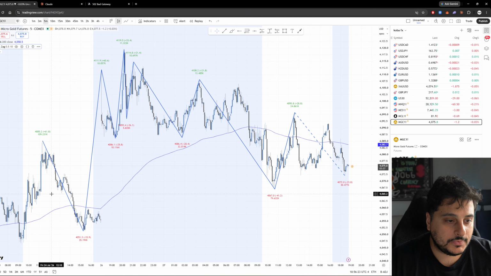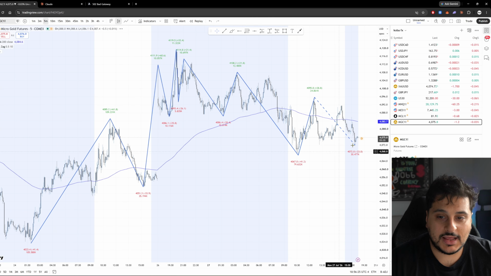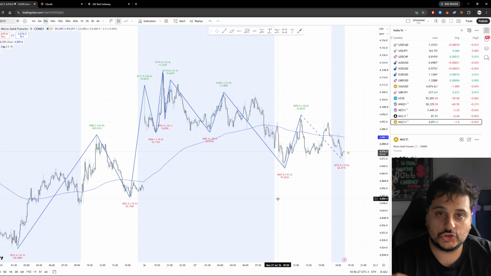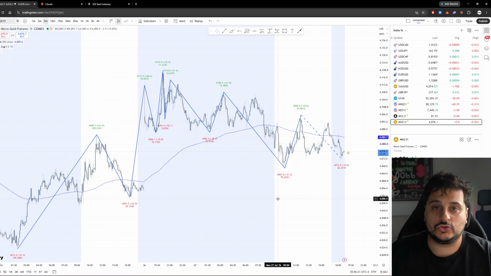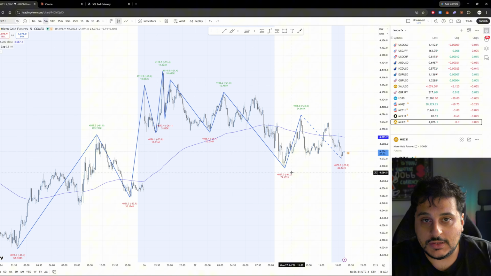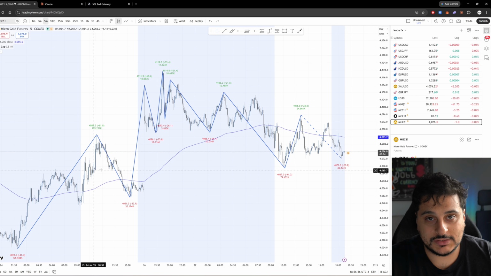So once we do that, what's going to happen is that now the zigzag and the EMA are going to show you the trend of the chart. And all you need to do is simply trade with that trend and jump on the retest. What do I mean by this? Let me show you exactly what I'm talking about.